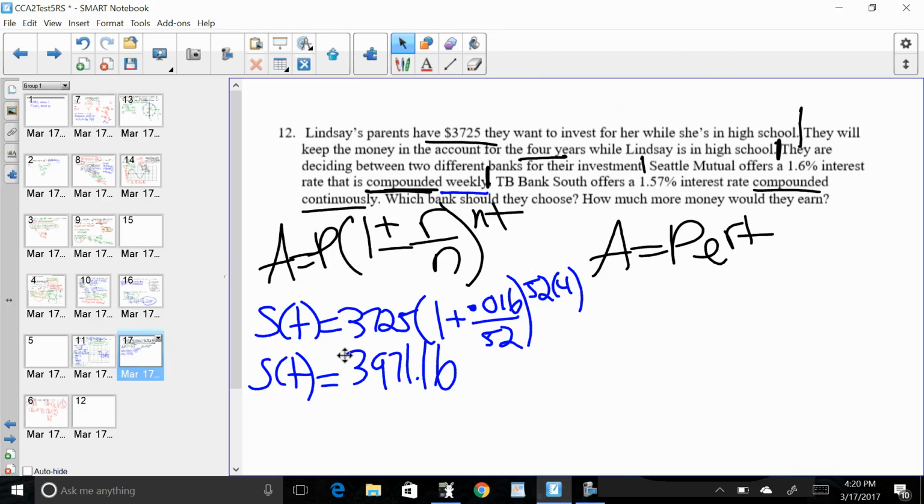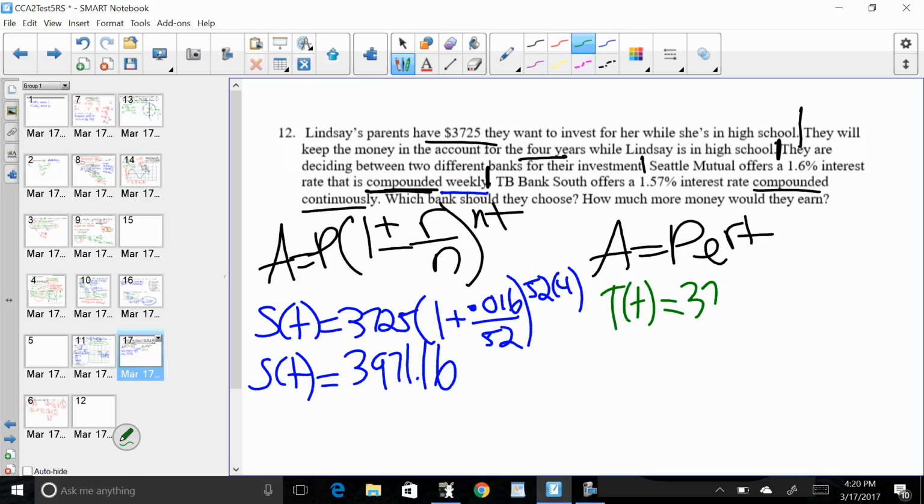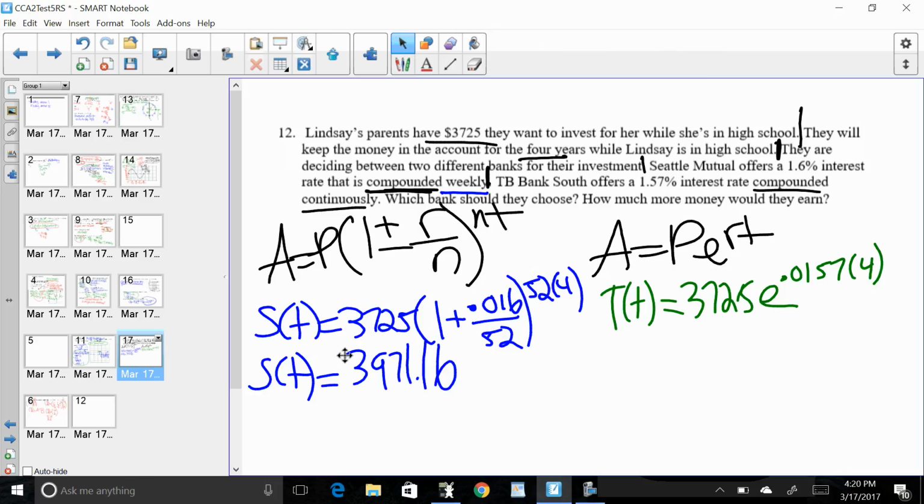Now let's go back to my St. Patty's Day green. This one's going to be TD Bank South, so let's call it T of t equals 3725 e to the 0.0157 times 4. Again, I'm making that rate into a decimal. I divided by 100. And let's pull up my calculator again.